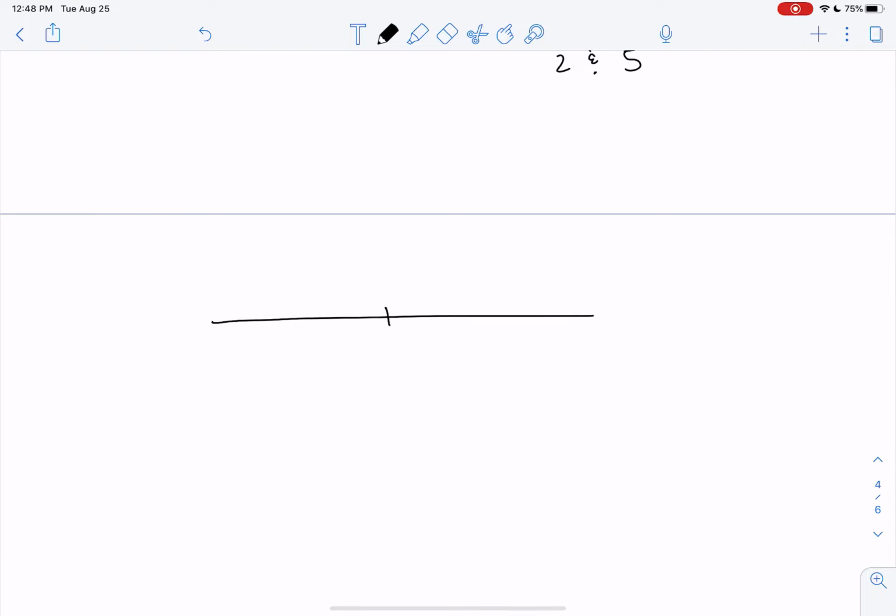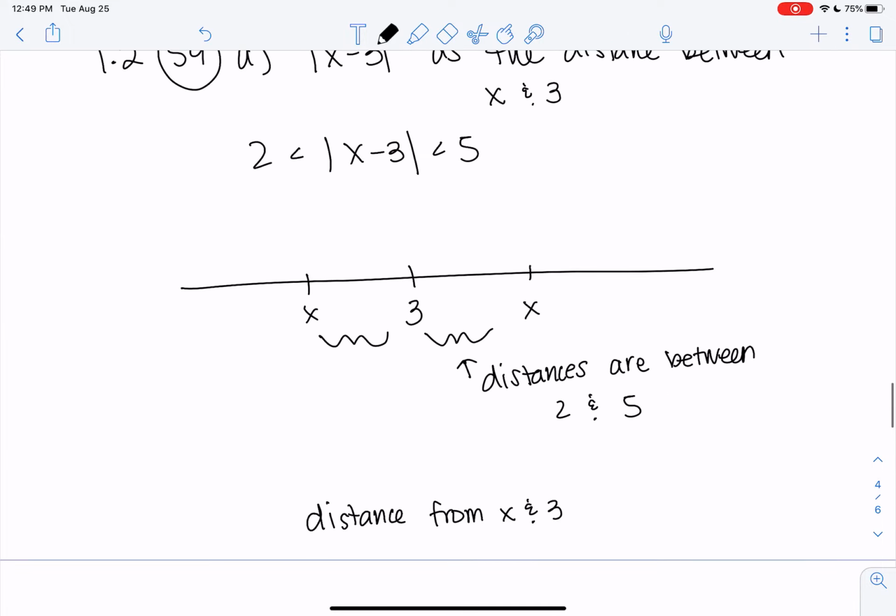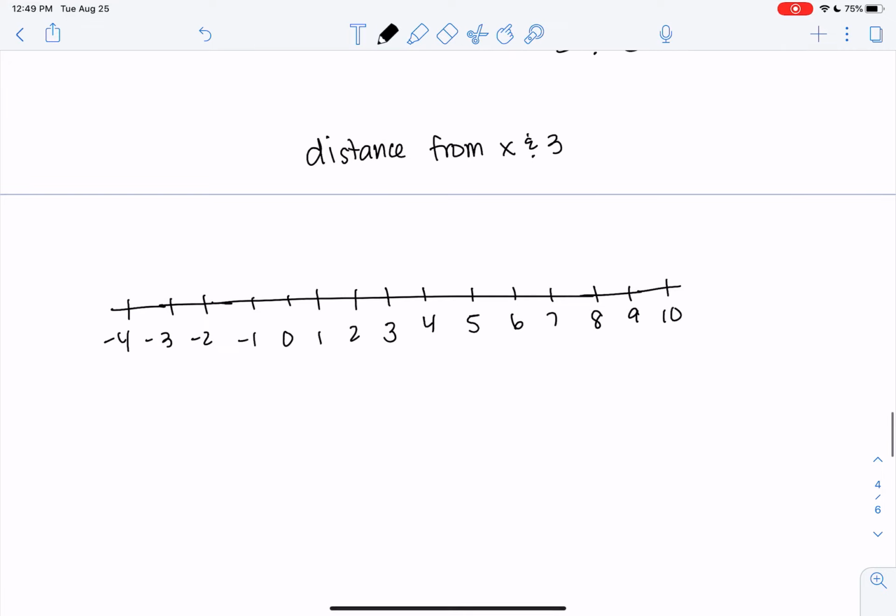So here's 3. I'm going to add some more numbers: 4, 5, 6, 7, 8, 9, 10. That should be far enough. And 2, 1, 0, -1, -2, -3, -4. That should be far enough. So again, we're saying the distance from x to 3, or 3 and x, is more than 2, but less than 5.